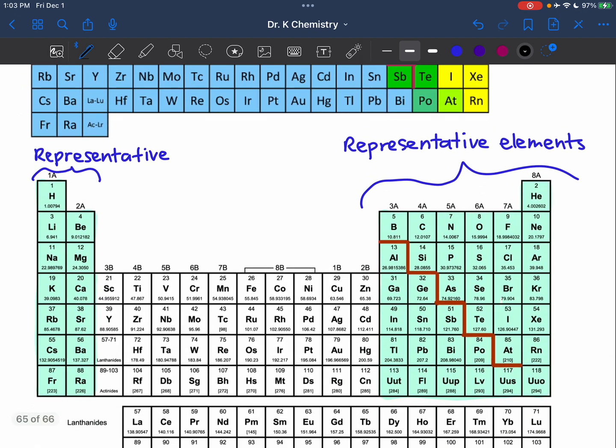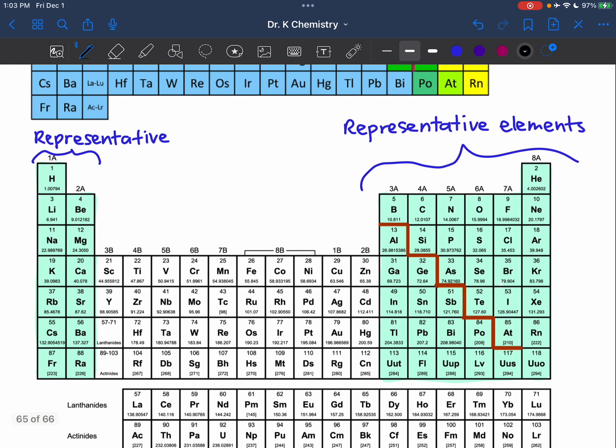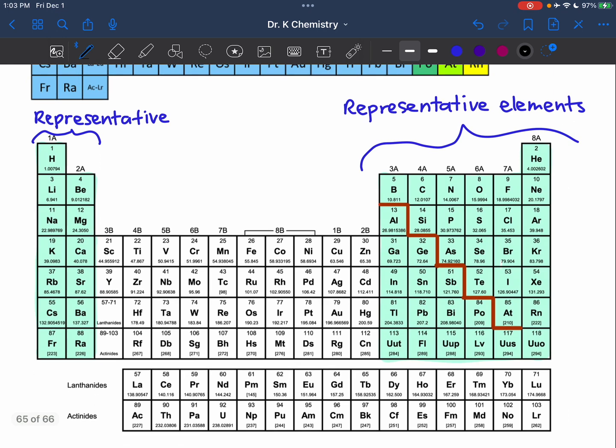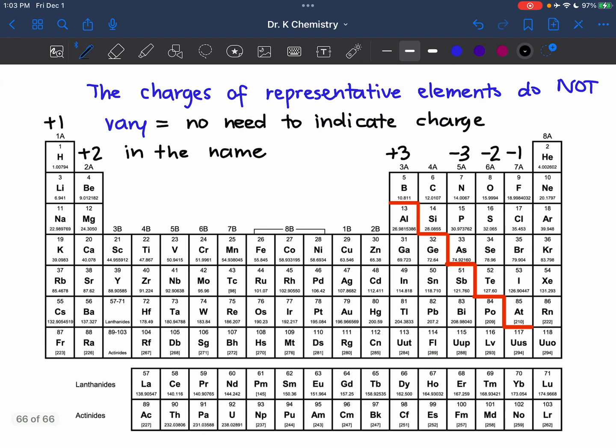Keep in mind that the elements that I've highlighted here in blue, these are all representative elements. And with representative elements, the charges will be incredibly predictable. They are always the same. And since the charges of representative elements do not vary, there's no need to indicate the charge in the name. So if you're using representative elements to form a compound, those charges are always the same. You do not need to indicate that charge in the name.